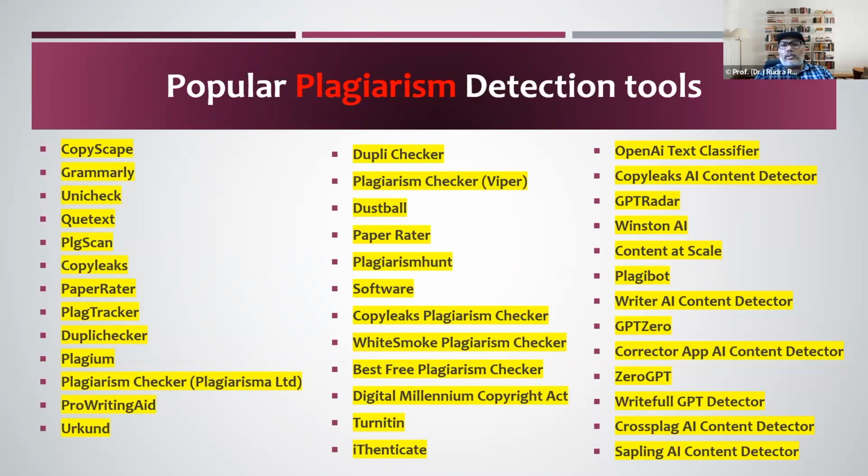Because these companies, those who invite research papers, articles, book publishers, they also have very strong capability-based software. They can easily detect which software you have used, whether you have written genuinely, whether you have not written, whether you used AI ChatGPT or ZeroGPT or GPT Zero. So all these names are there. Corrector API, Corrector app AI content detector is also there. ZeroGPT, Writer's full GPT detector. Crossplag AI content detector. Sapling AI content detector, and many more.